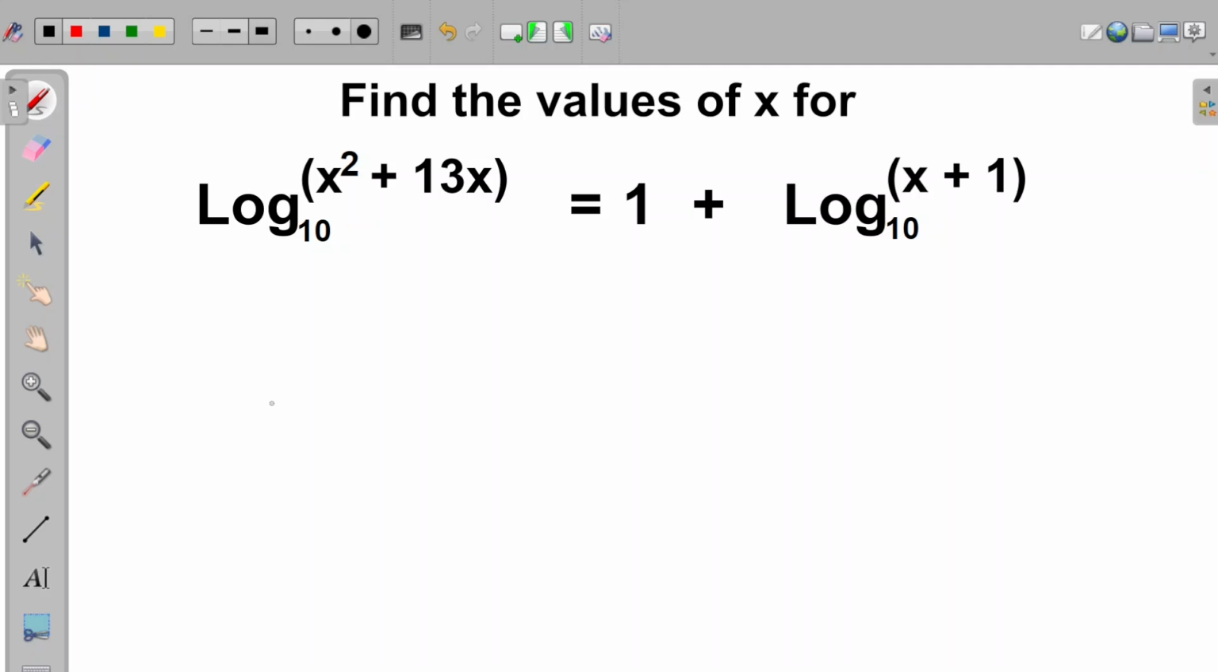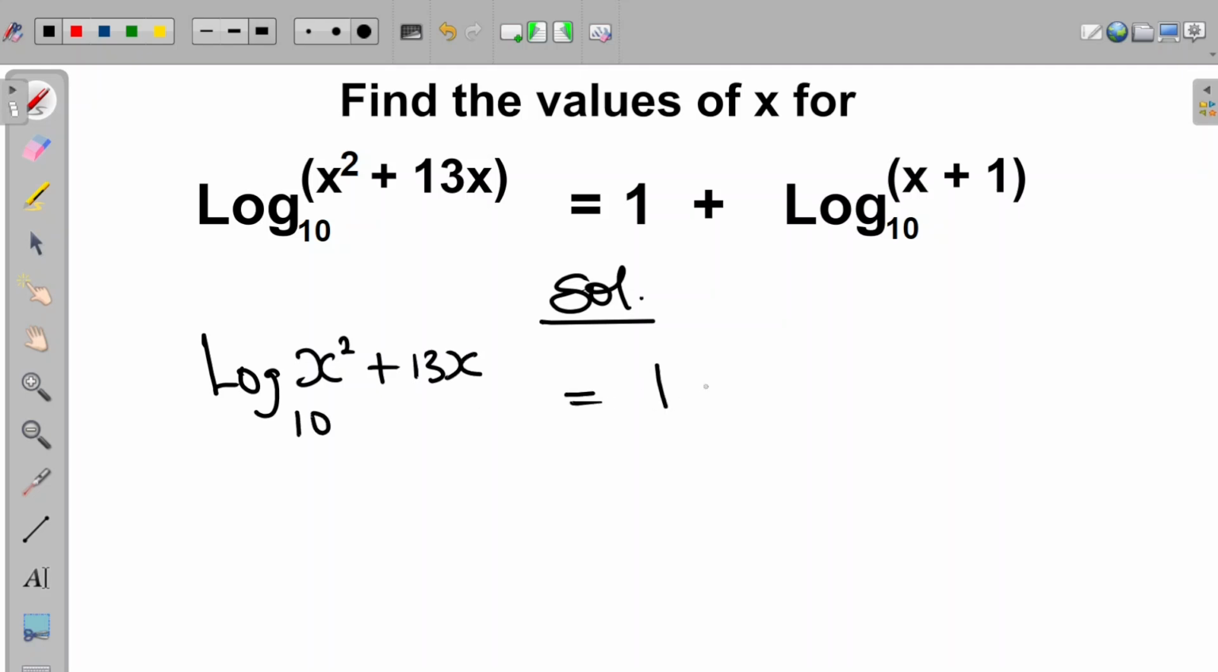In this video, we are asked to find the values of x for log(x² + 13x) in base 10 equal to 1 plus log(x + 1) in base 10. So we are given that log(x² + 13x) in base 10 is equal to 1 plus log(x + 1) in base 10.